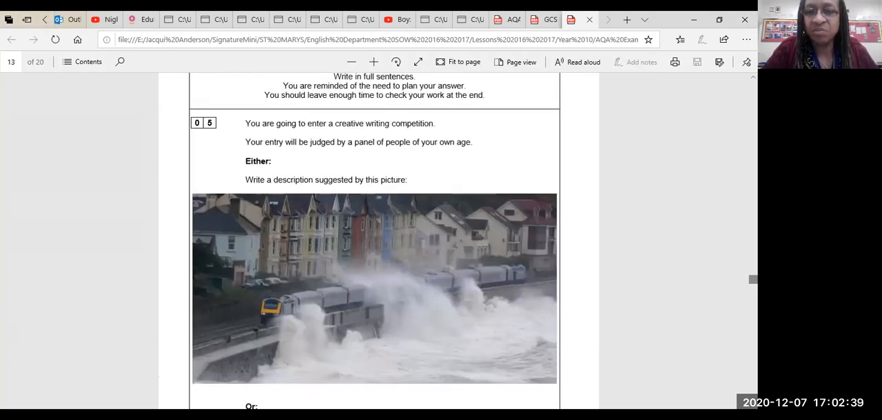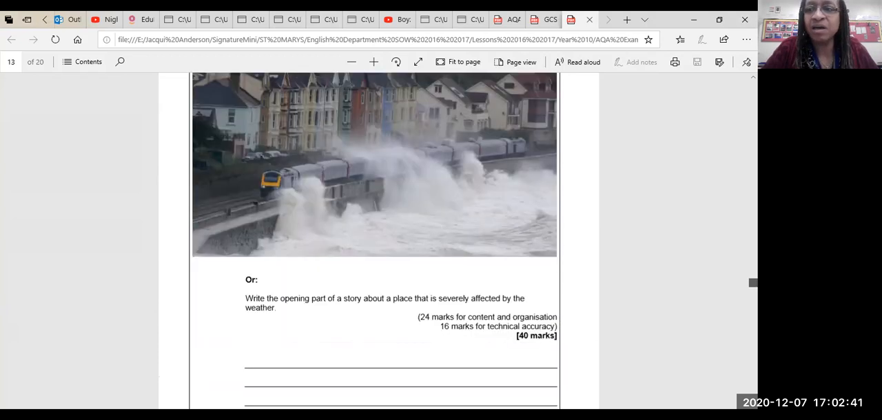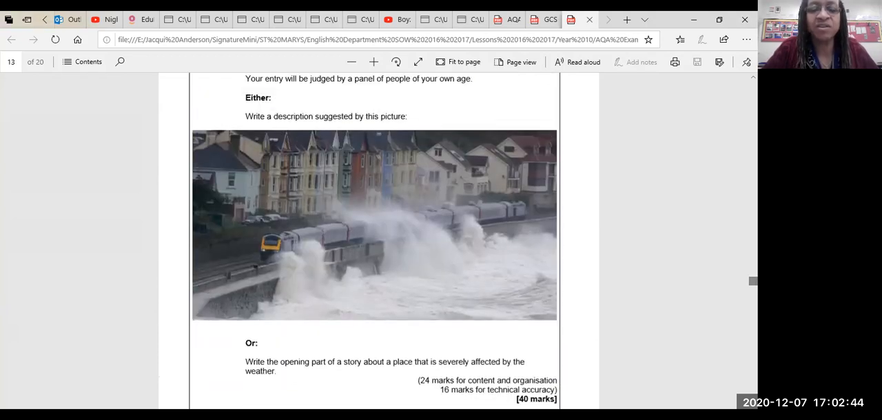Or you can write a narrative story, and if you look, it says just the opening part, so not the whole story, just the introduction, about a place that is severely affected by the weather. So hopefully from your reading, you probably would have got ideas swirling around your head about what you could write about with regards to the weather, because you've just had to read a text that talks about bad weather and how upset people were regarding it.